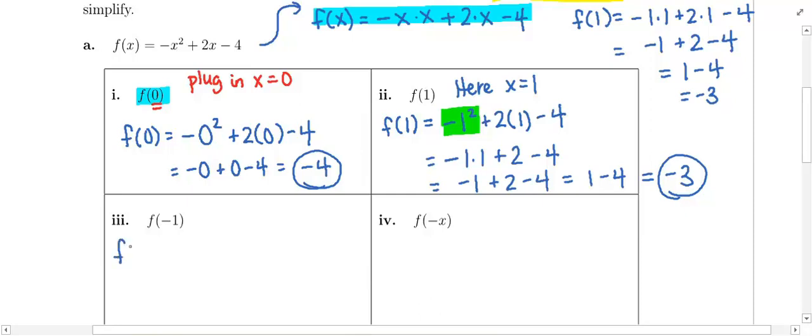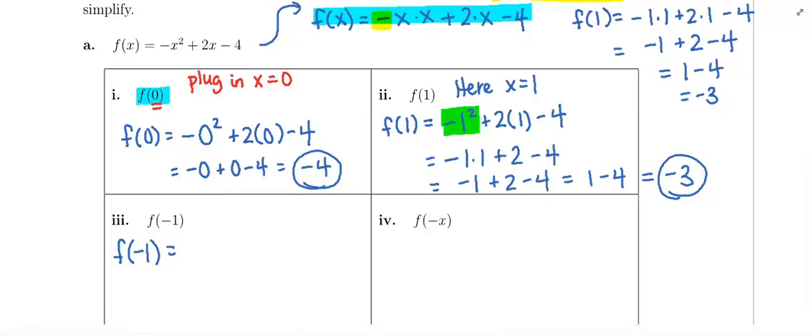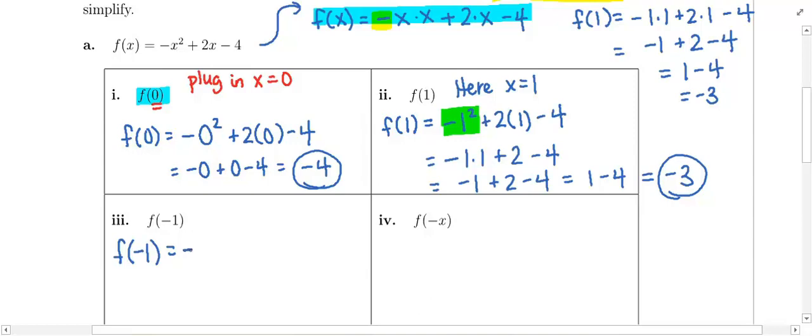I'm going to have f of negative 1, that's going to be equal to, okay, let's read the statement. This negative sign, it is out front. You need to write it down before plugging anything in. I'm going to highlight this sign in yellow. It's just hanging out front. So read it to yourself. You've got negative x. What's x? Negative 1. Times x, which is another negative 1, plus 2 times x, which is negative 1, minus 4. This is how you would correctly plug in to this.